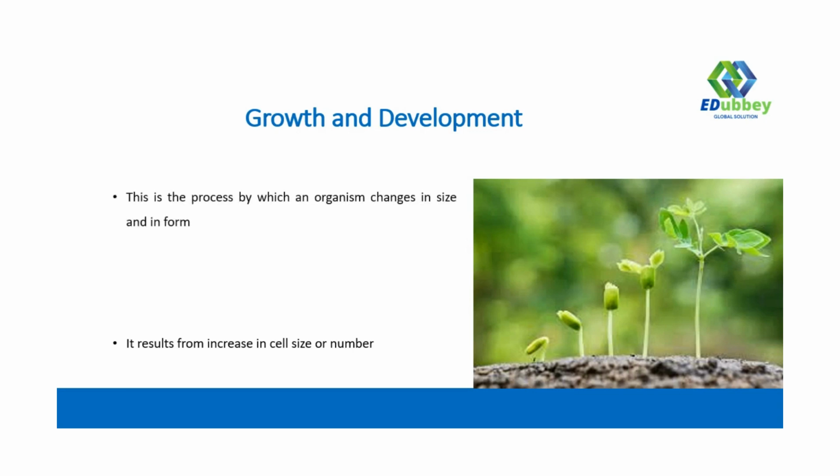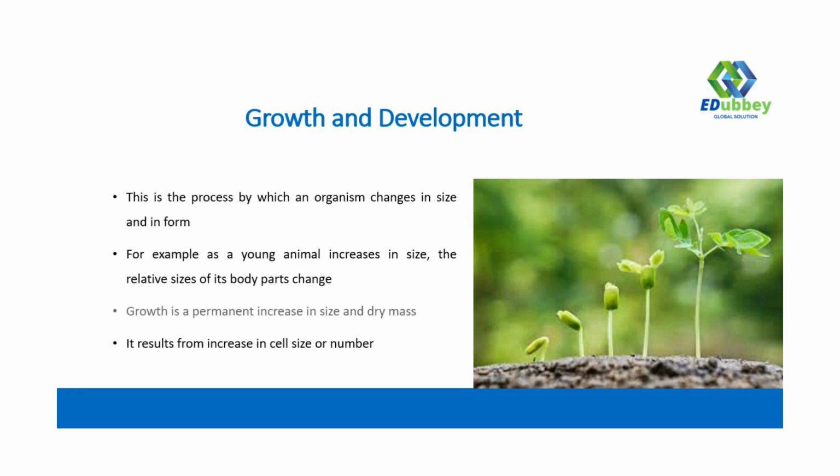Growth and development. Growth is the process by which an organism changes in size and in form. For example, a young animal increases in size. The relative sizes of its body parts also change. It normally results from the increase in cell number and size. Growth is a permanent increase in size and dry mass.